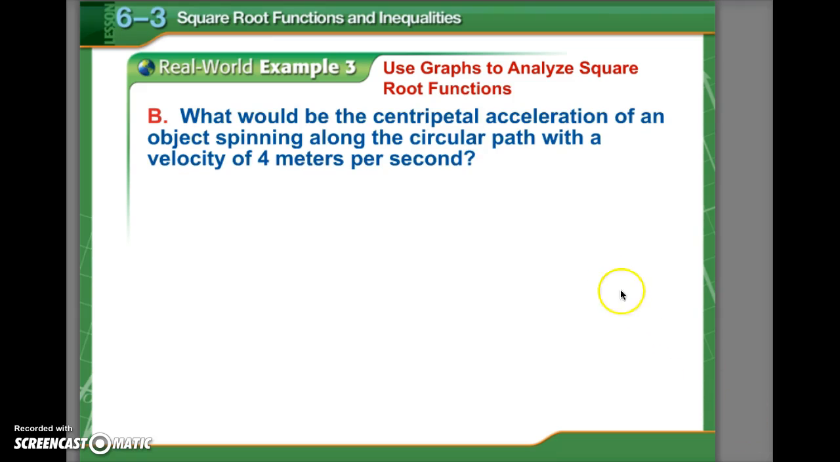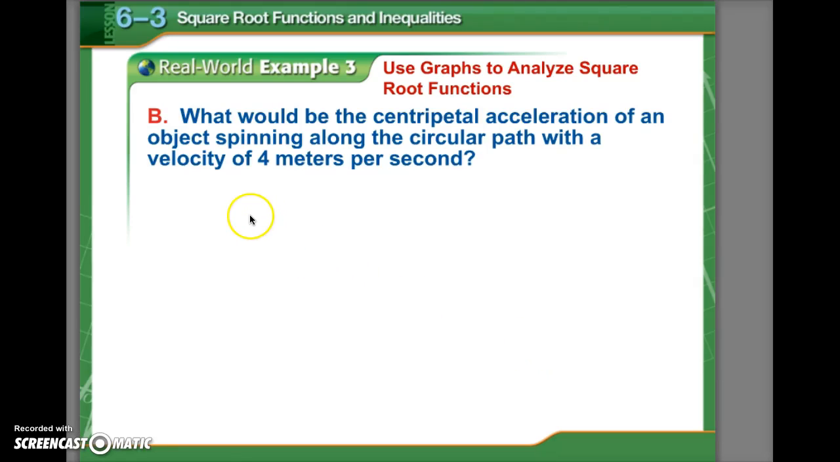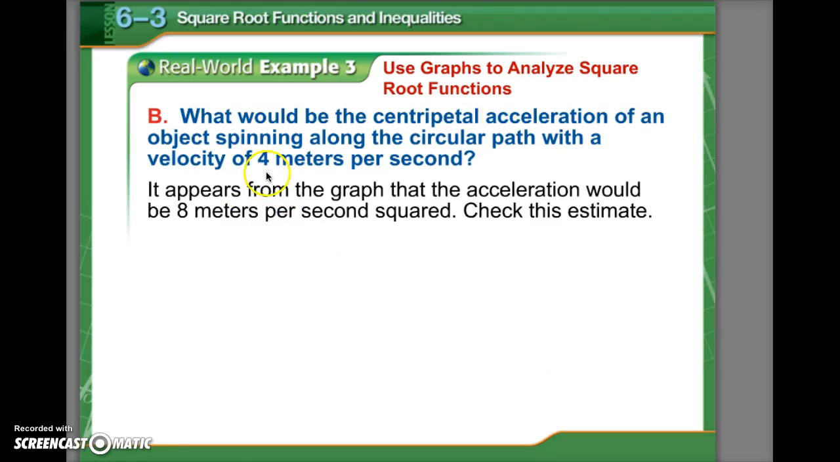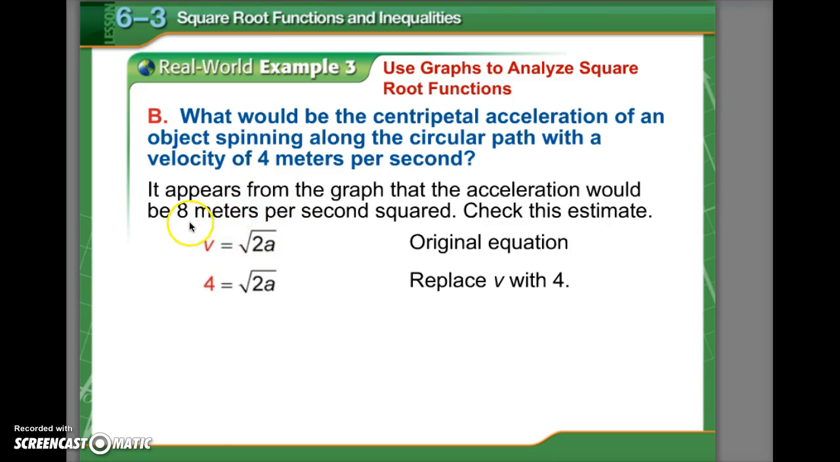Part B, now they're going to ask us to do something with our function, and they want to know what would be the centripetal acceleration, so what would be a, of an object spinning along the circular path with a velocity of 4 meters per second. So we know velocity is 4, and we want to find what a is. We could plug it in the function, or we could look at the graph.